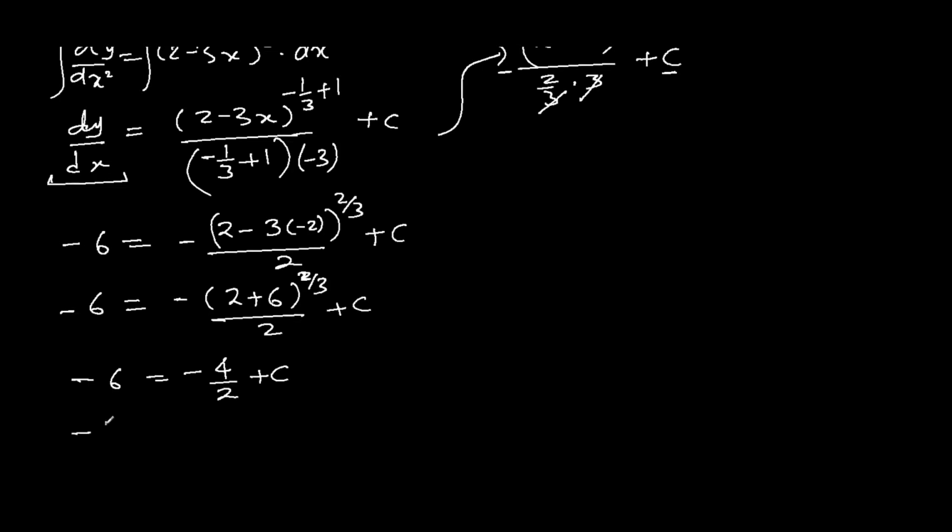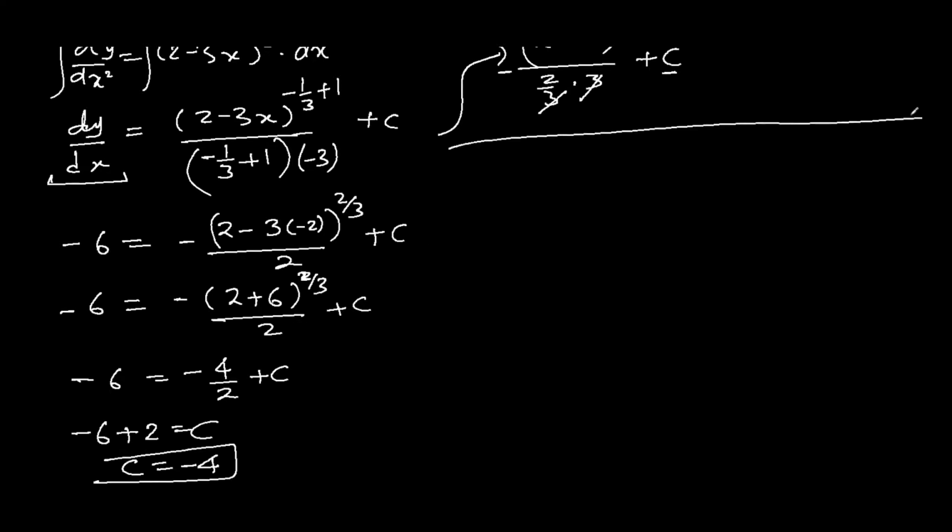So minus 6, and this is minus 2. 4 over 2 is minus 2, becomes here plus 2 equal to c. C comes out to be minus 4. So the equation of the first derivative will be dy over dx equal to minus 2 minus 3x to the power 2/3 over 2, plus c, we got plus c equal to minus 4.